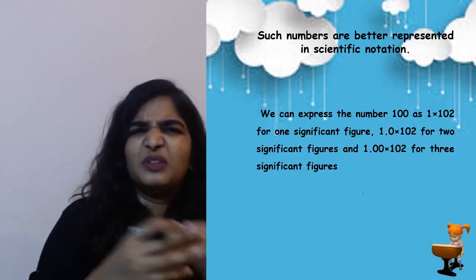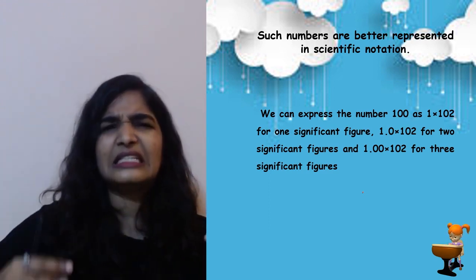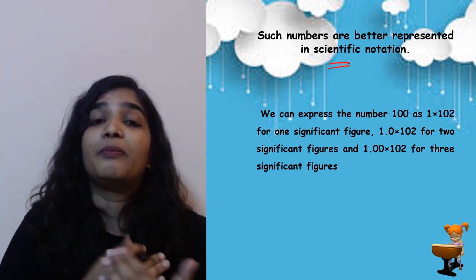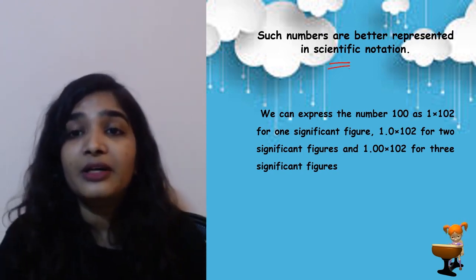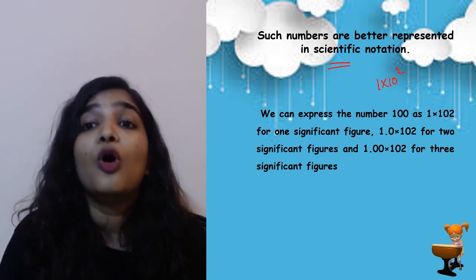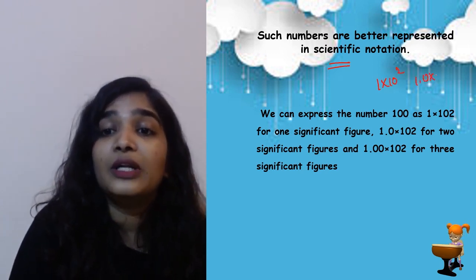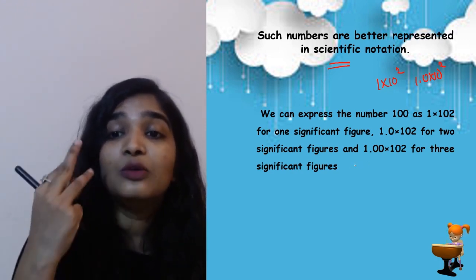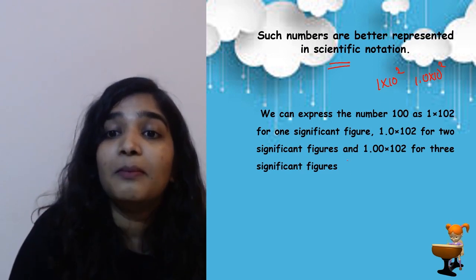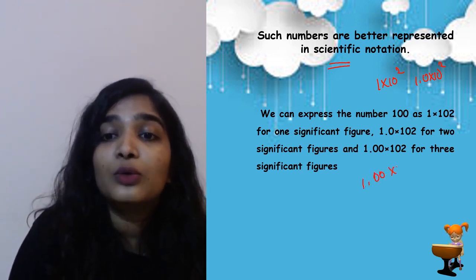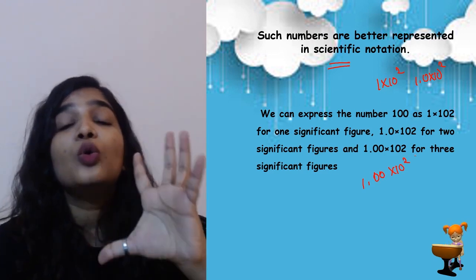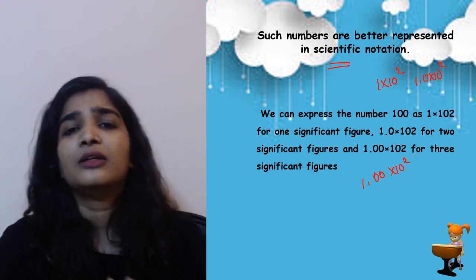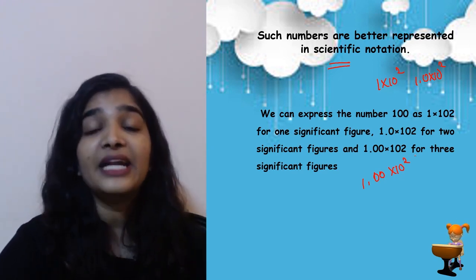So such numbers, significant figures, non-significant, certainty, uncertainty, using the scientific notation, they can be represented in a better way. So 100 is 1 into 10 raised to 2, or 1.0 into 10 raised to 2. If you want 3 significant figures in that number, it will be 1.00 into 10 raised to 2.